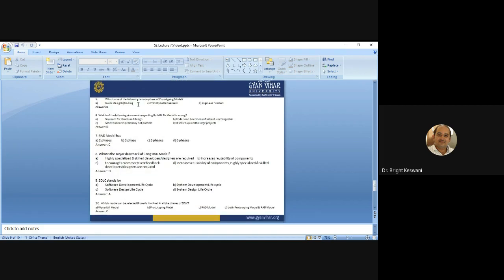Which one of the following is not a phase of the prototyping model? First is quick design, second is coding, third is prototype refinement, and fourth is engineer product. So coding is not part of prototyping, because prototyping is only a model. The prototyping model provides the functional model only. It will not provide you the final model. Designing is there, refinement is there, engineering product is there, but coding is not there.